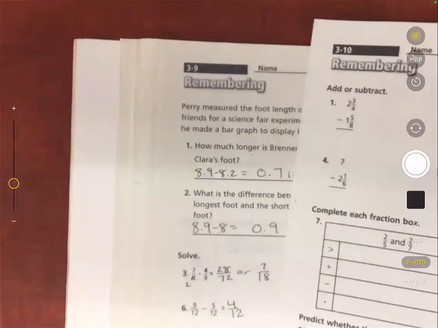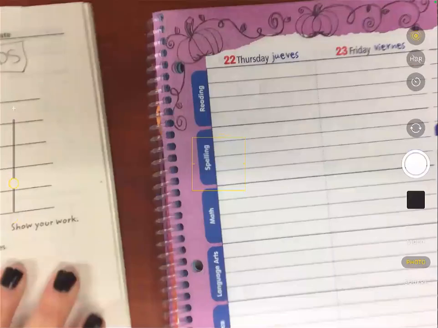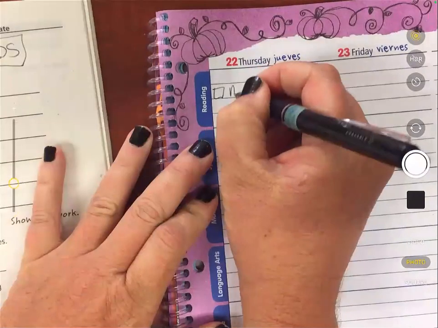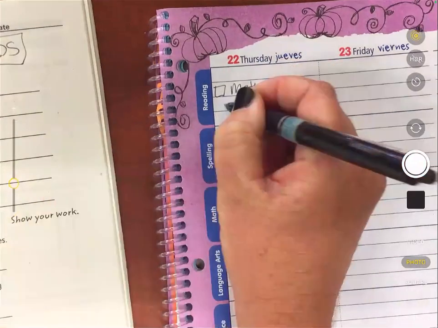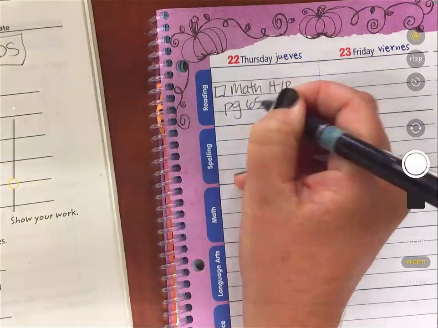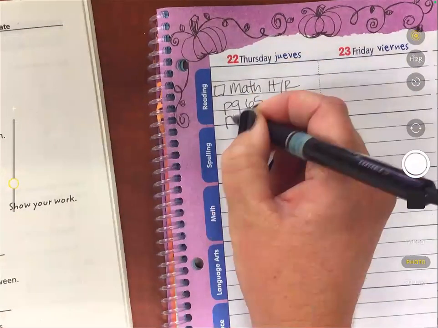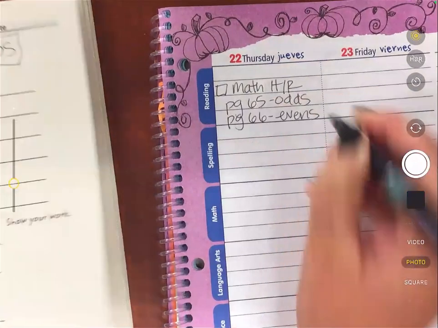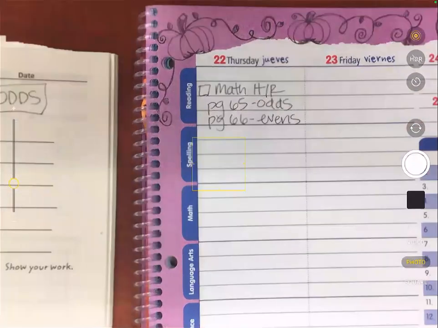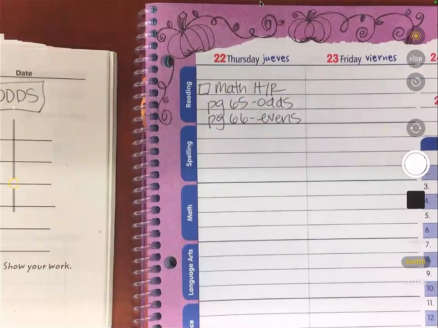Let me grab my planner. Math homework, and remembering. Page 65 is odds. Page 66 is evens. Okay, I want you to stay on and work. You guys have about 17 minutes. I will open up breakout rooms for anyone who would like to.